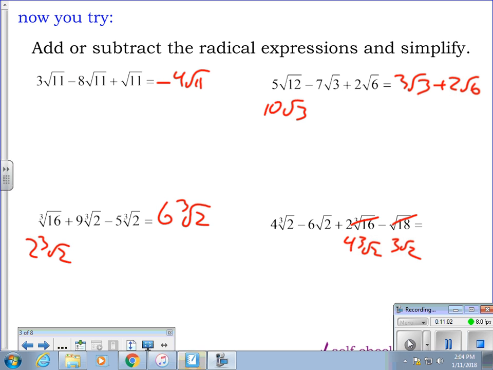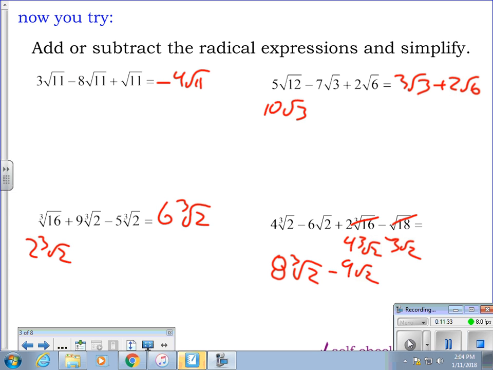Now I combine them up. My cube roots, I have 4 cube root 2's here, another 4 cube root 2's there. That means I have 8 cube root 2's. Negative 6 root 2 minus 3 root 2 means that I have negative 9 root 2. And because one's square root of 2 and one's cube root of 2, I cannot push them together any more than that.